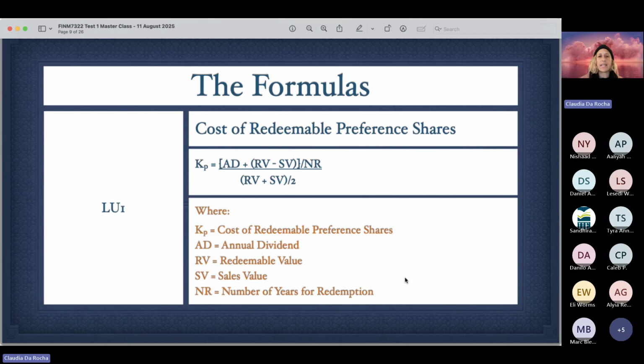So what does that mean? AD is the annual dividend, RV is the redeemable value, SV is the sales value, and NR is the number of years for redemption. So this is very specific. And like I said, it's only this one formula that is different to the other preference shares.